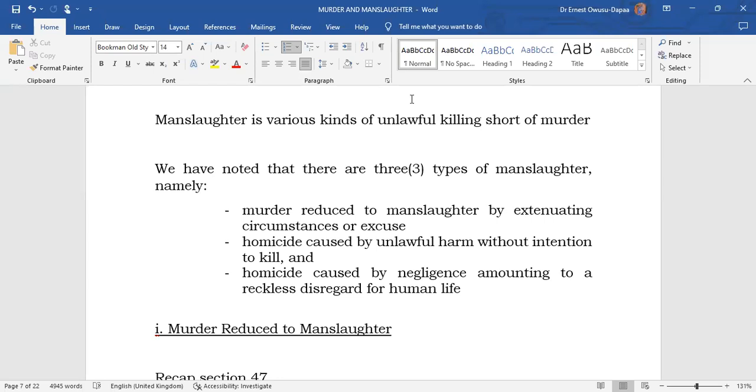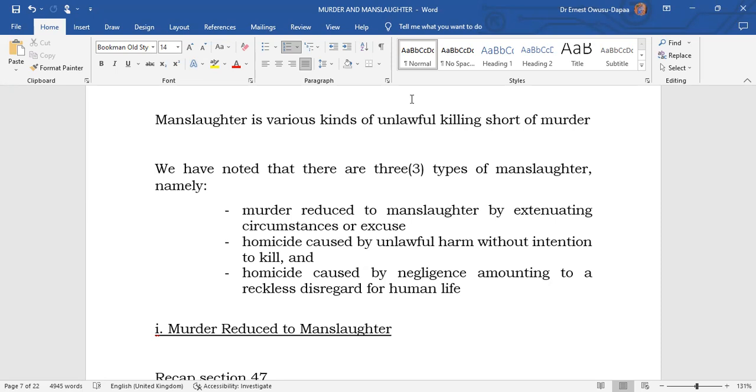somebody is committing maybe adultery on your spouse in your view, and you lose your self-control, or somebody attacks maybe your spouse or your child, you lose your self-control and so on. Or you are a lactating mother and, as a result of what we call postpartum depression, you bring about the death of your baby who is less than 12 months, as it were.